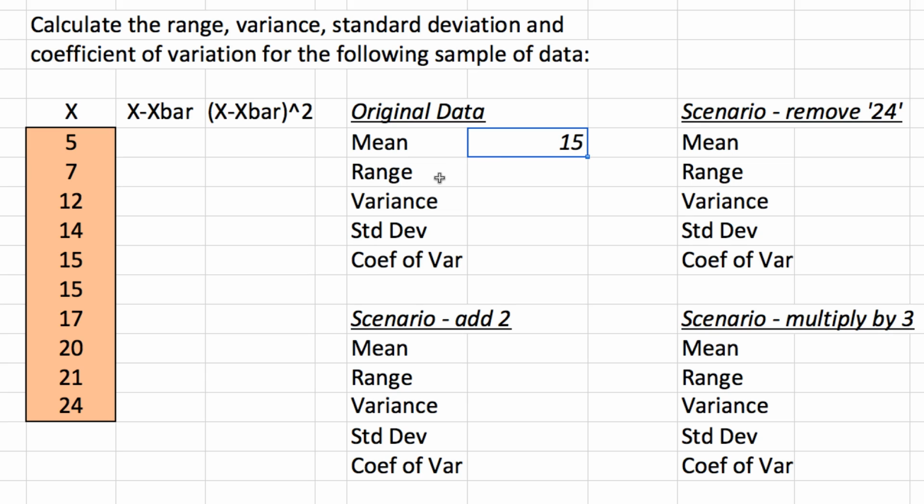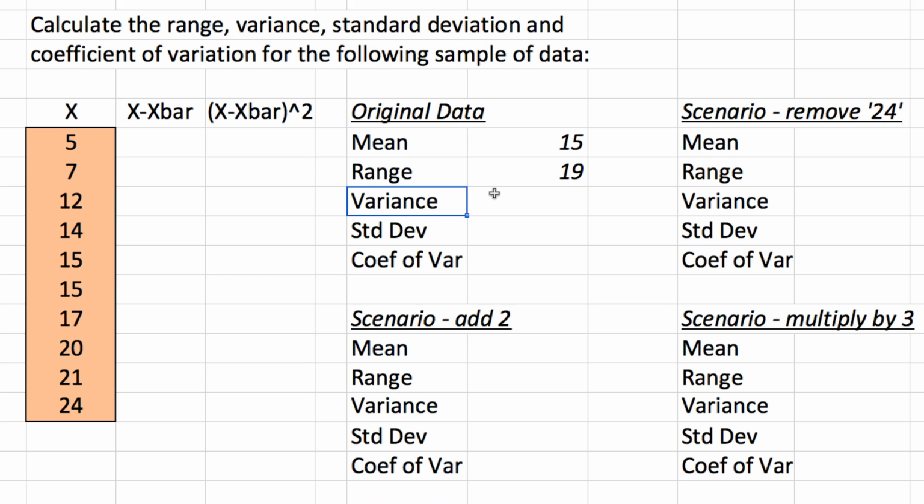The range is going to be a little bit different. That's the simplest measure of spread, and it's going to be the maximum value minus the minimum value. In this case, 24 minus 5. Don't use a calculator if you don't need to. You can do 24 minus 5 in your head, can't you? 19.